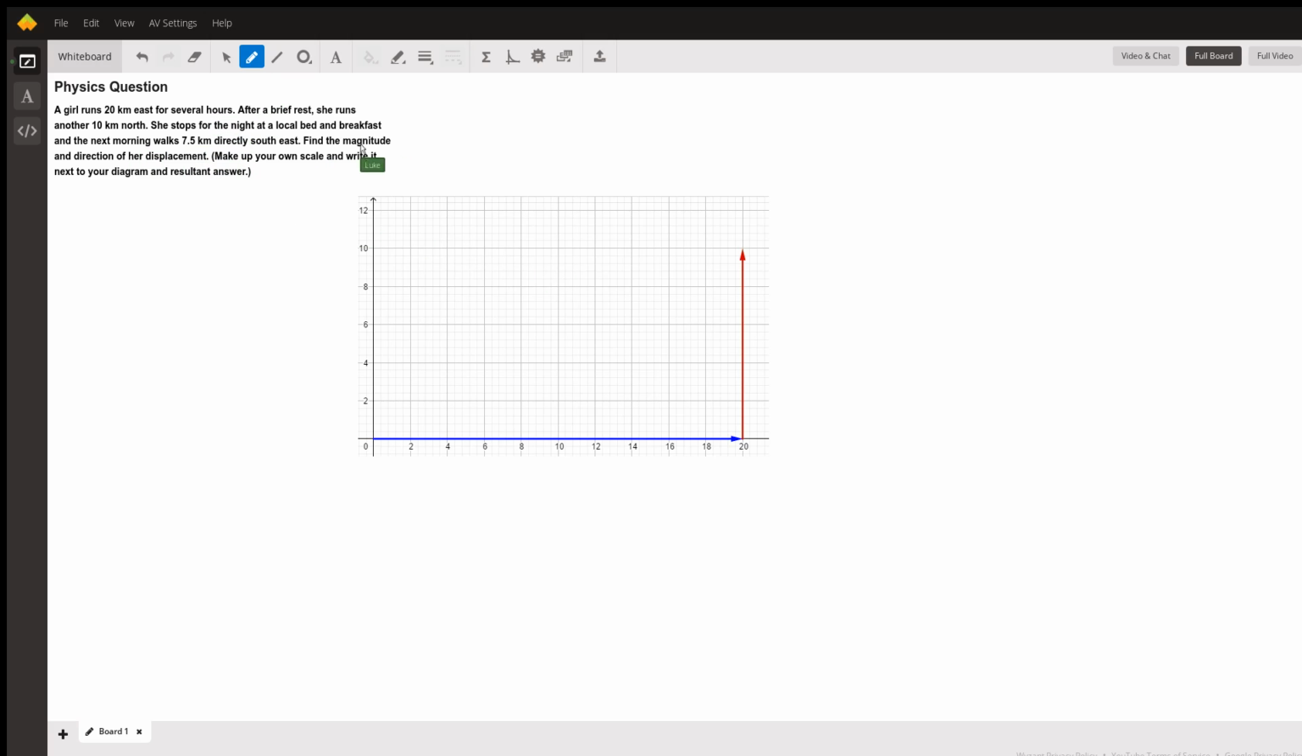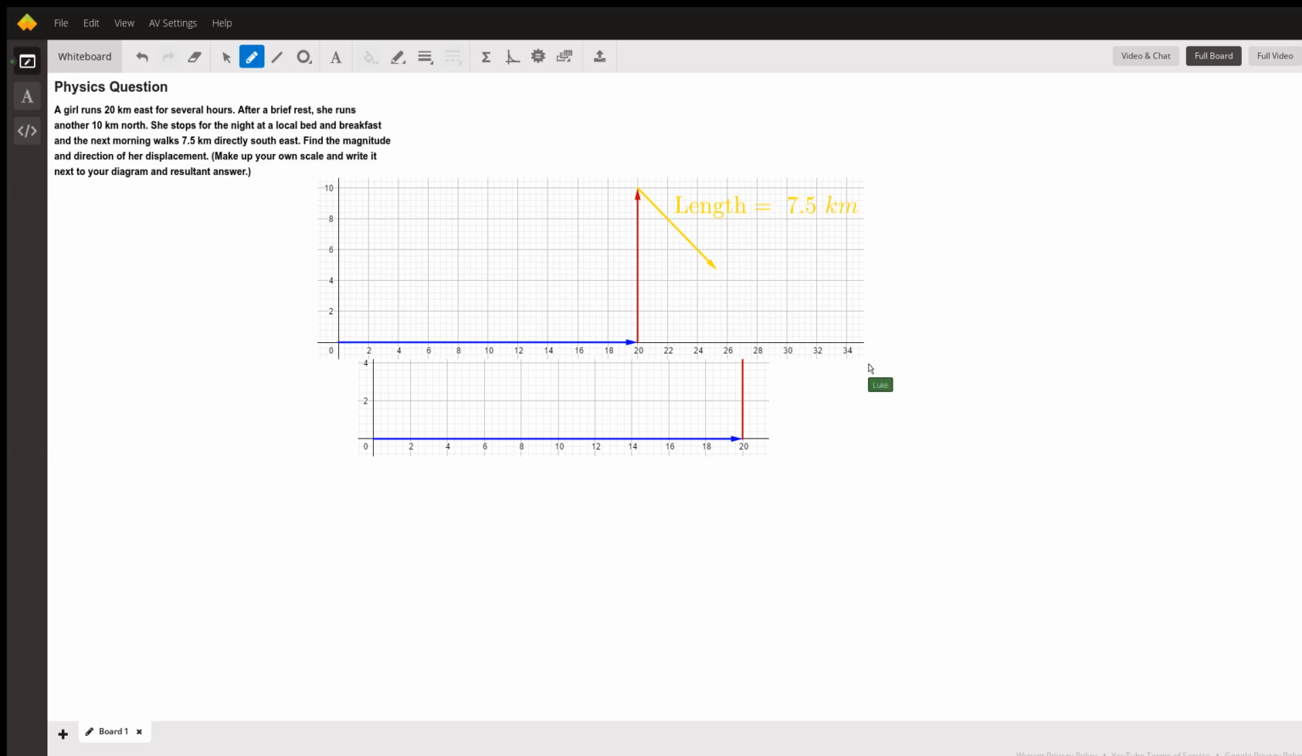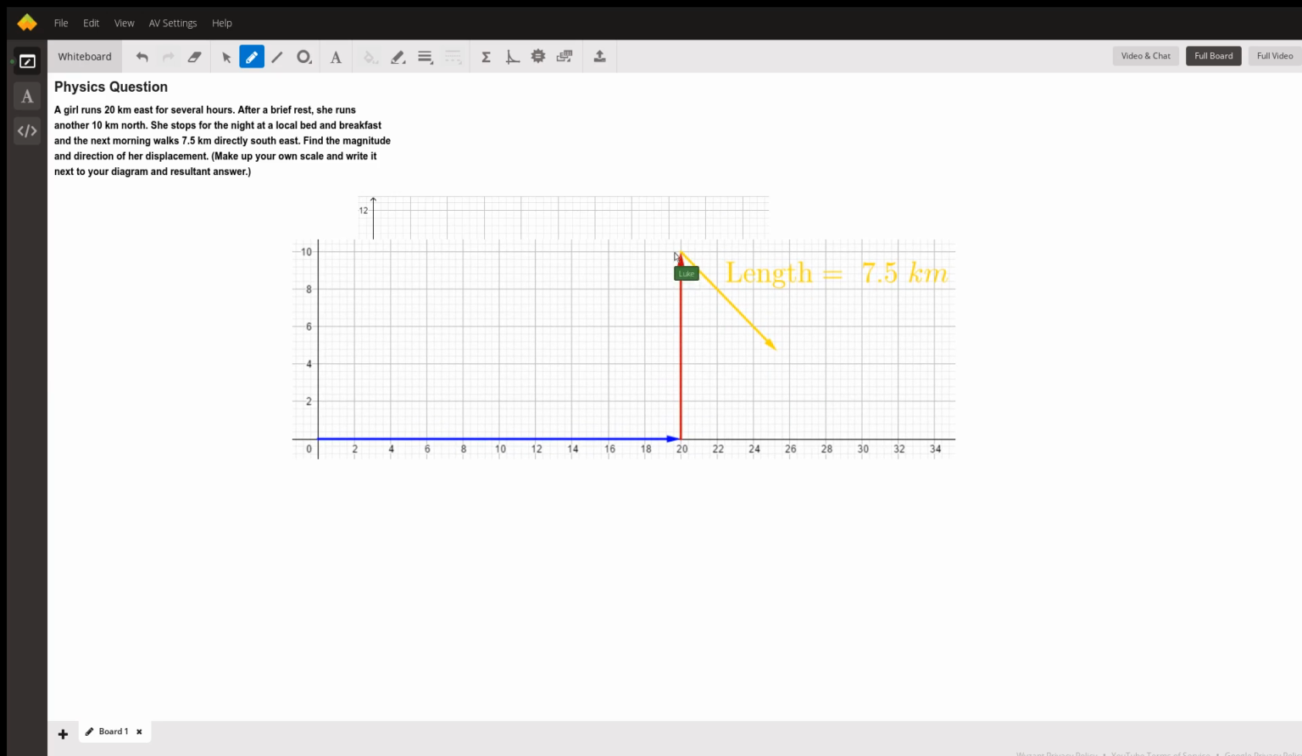Then she does the 7.5 directly southeast, which is just another way of saying the size of that last leg of the walk is 7.5, but at 45 degrees down from what would essentially be the positive x-axis of that type of trip. So, like that picture implies, you'd go 7.5 down that direction until you got to that endpoint.